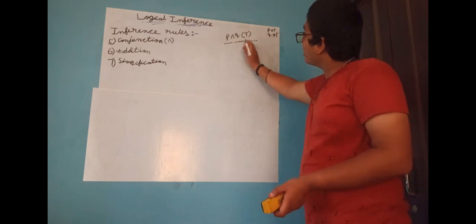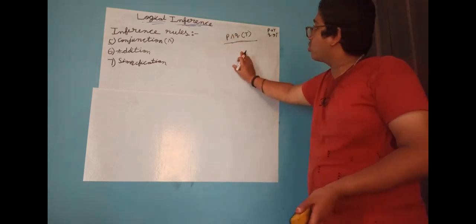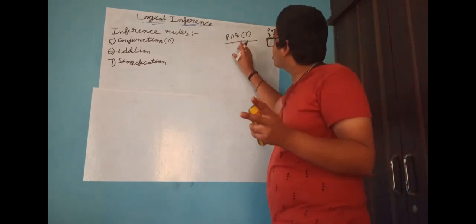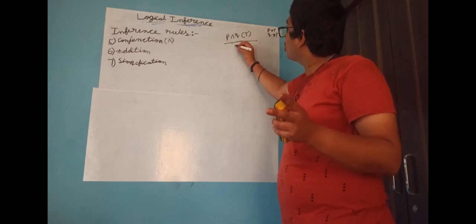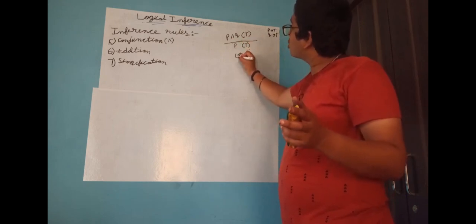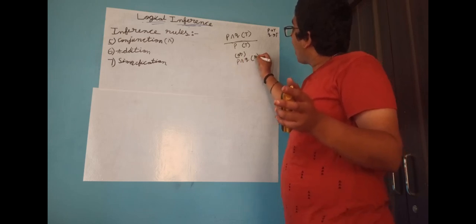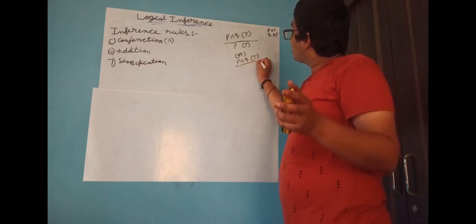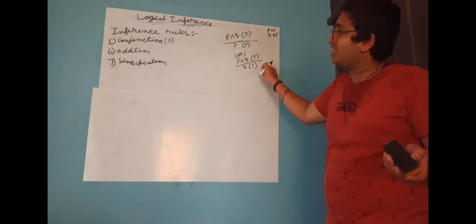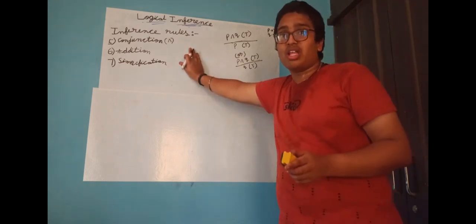But here, when we are discussing logical inference, that means inference rules, there should be only one conclusion, not many conclusions. So if P and Q is true, we can say this, or else we can also write it like this: P and Q true, and the conclusion Q true. Both are similar. This is known as the simplification rule. With this we have completed the inference rules.